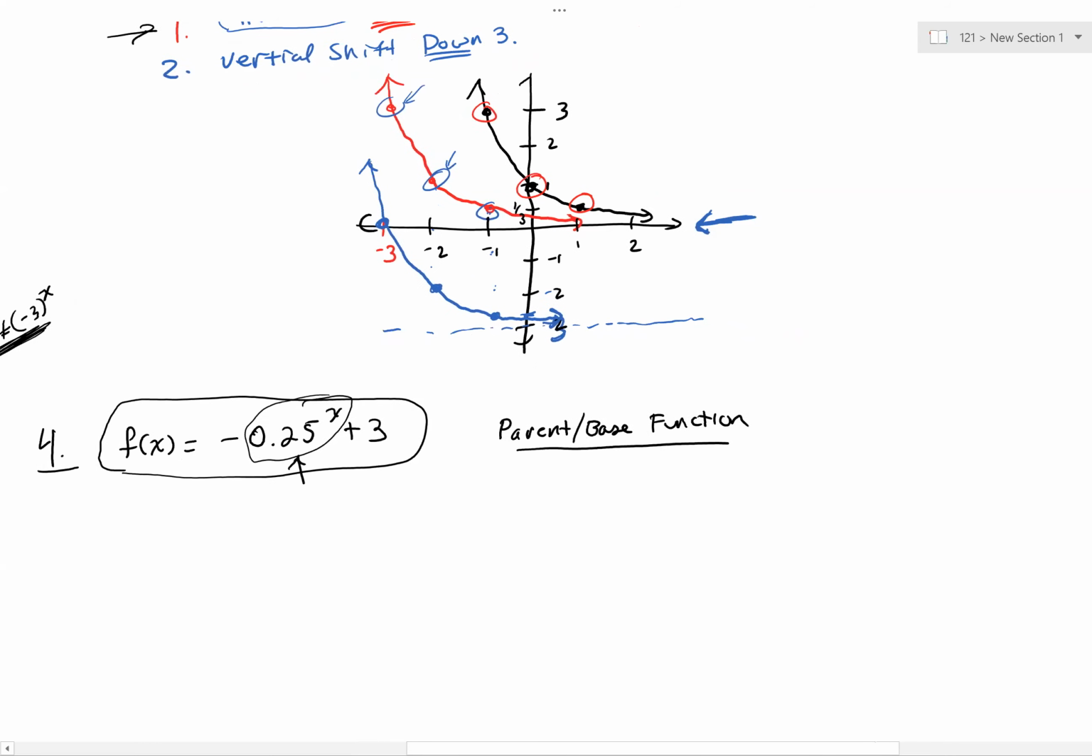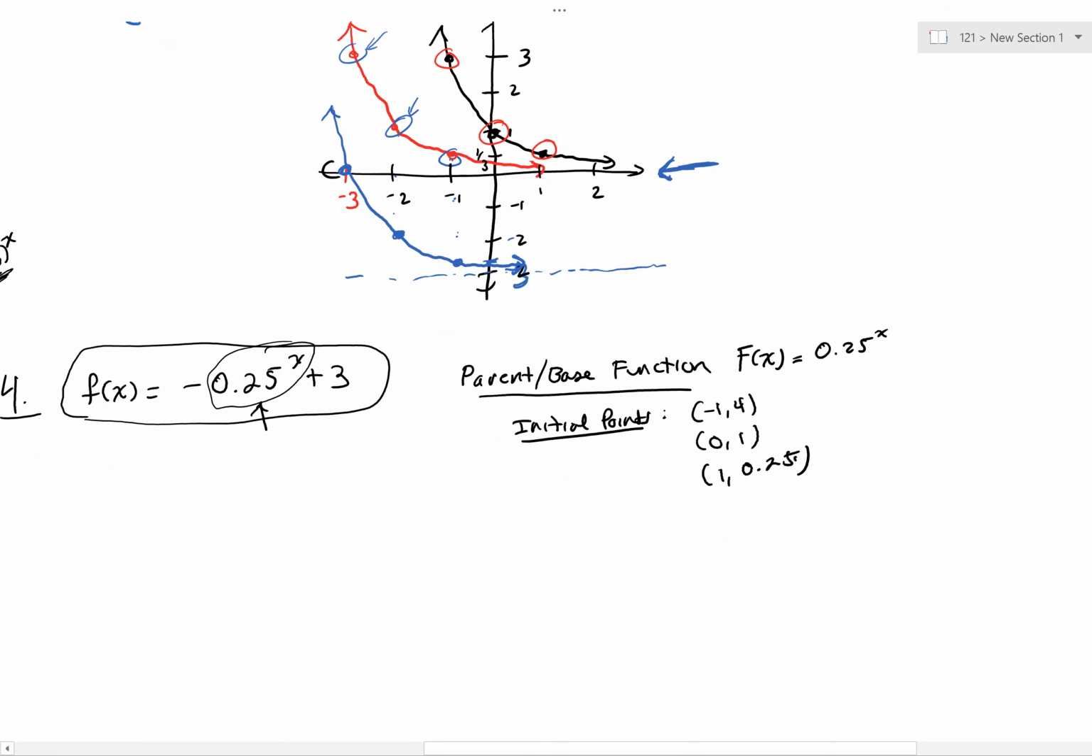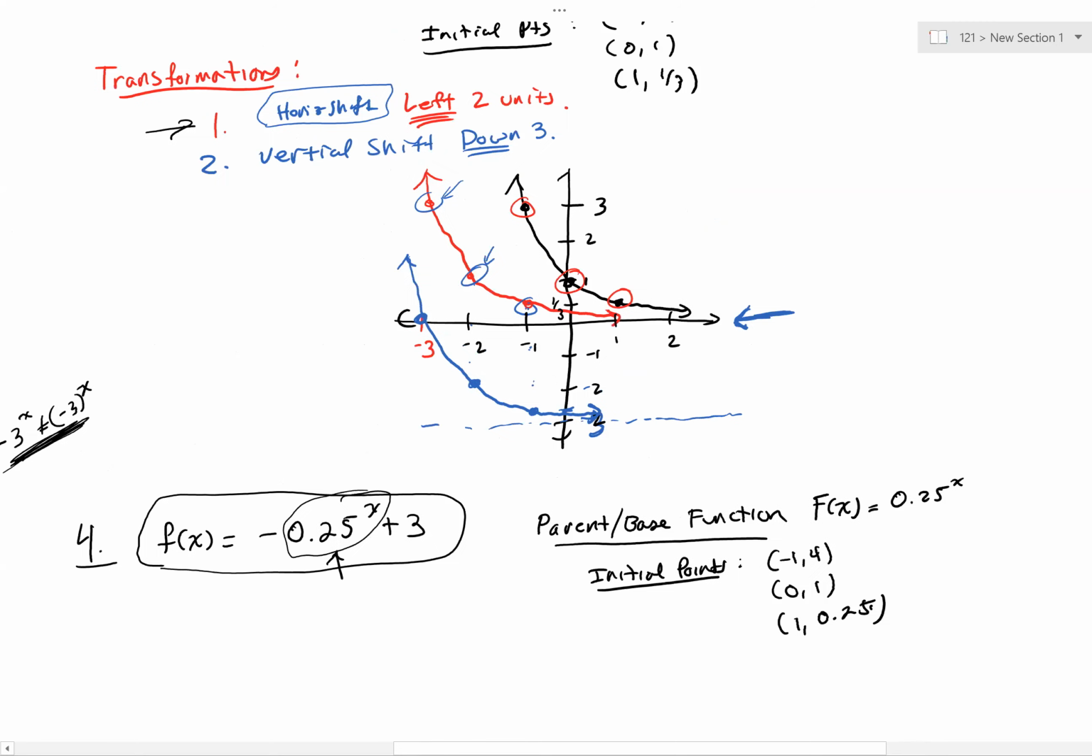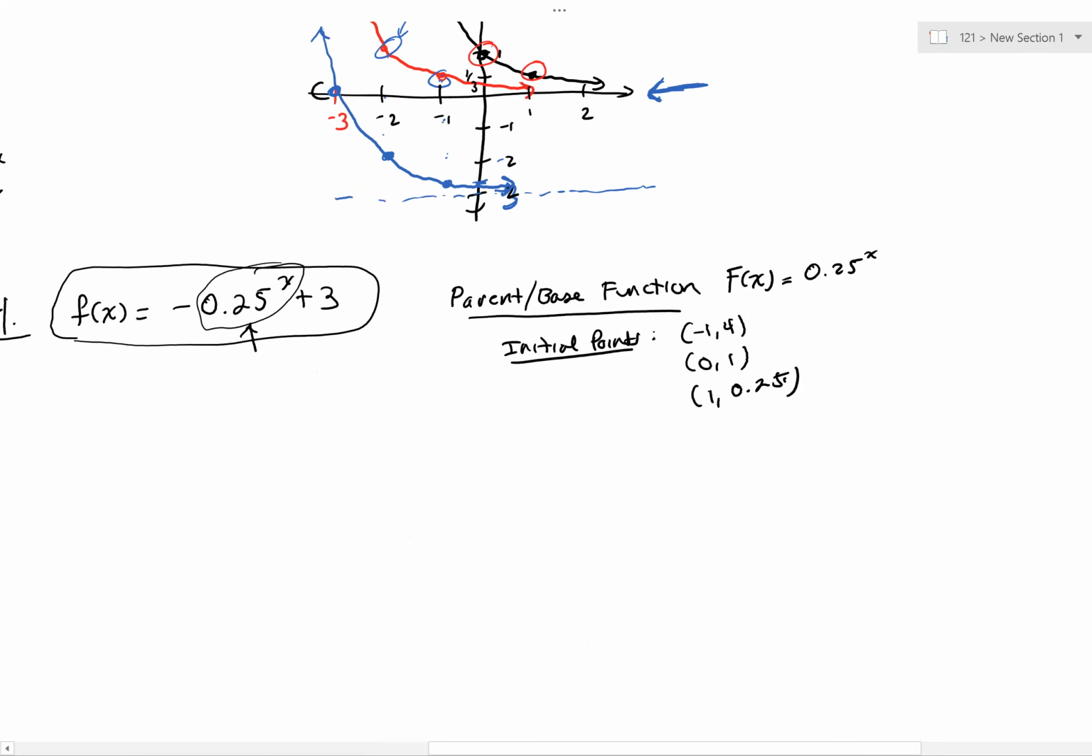So the parent or base function is capital F of x is equal to 0.25 to the x, which, remember, its initial points were (-1, 4), (0, 1), and (1, 1/4). You could use the fraction version if you prefer, just like we did for this function here. 0.25 is exactly the same as 1/4.